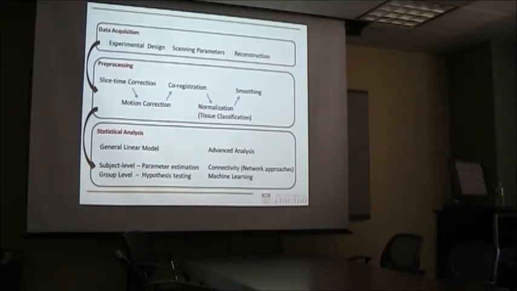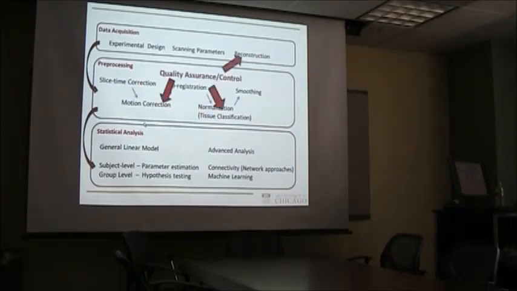And to summarize that a little bit, after your data acquisition, there's a couple of steps that you need to do to make sure your data is ready for statistical analysis, namely the slice time correction, motion correction, co-registration of your structural and your functional images, the normalization of your images, and maybe tissue classification for VBM analysis, and then lastly the smoothing of your data. So once you've done all these steps, then you're ready for statistical analysis, which helps you to answer the research questions.